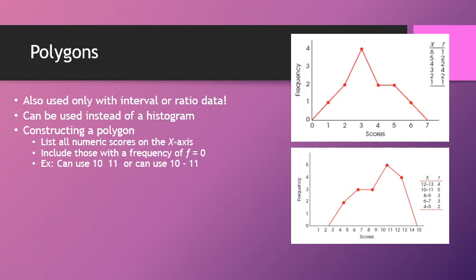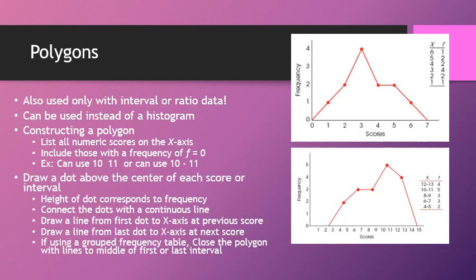Notice on the grouped frequency polygon, which is the one below, instead of using 10-11 to represent one of the intervals, they just said 10, 11, 12. You could do that as well. I think most people commonly put the dash in, like we saw on the histogram page, but either one works. I usually put the dash in to let people know that that's an interval of 10 to 11.